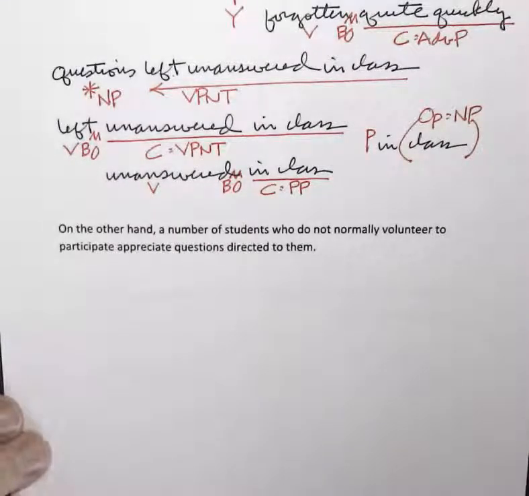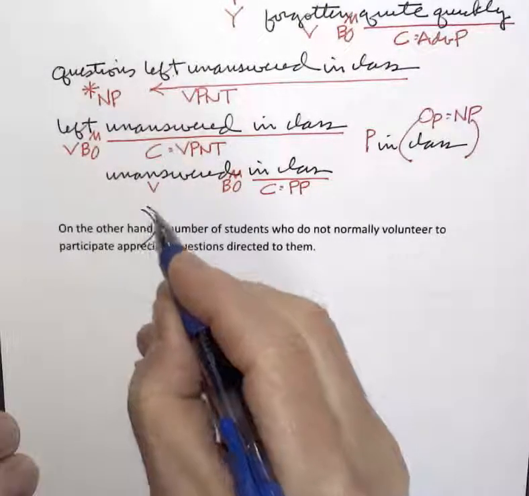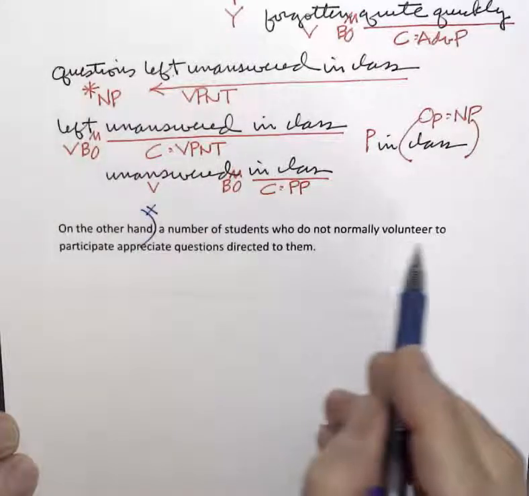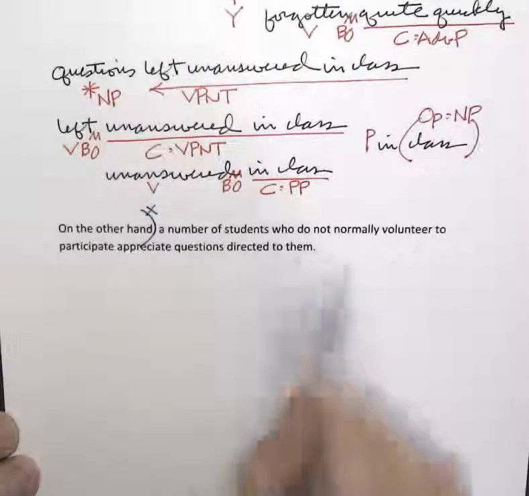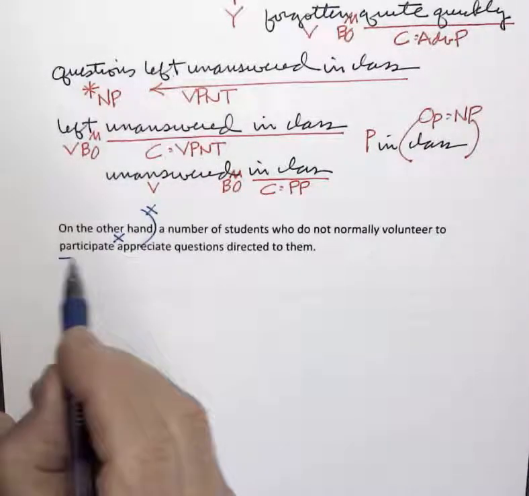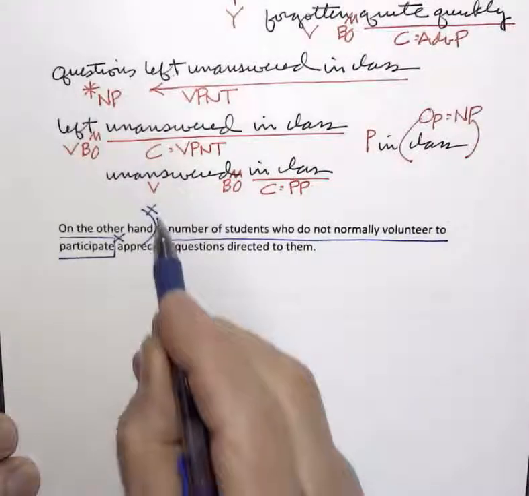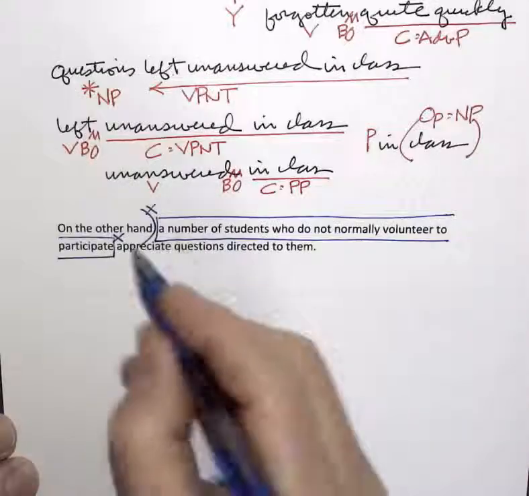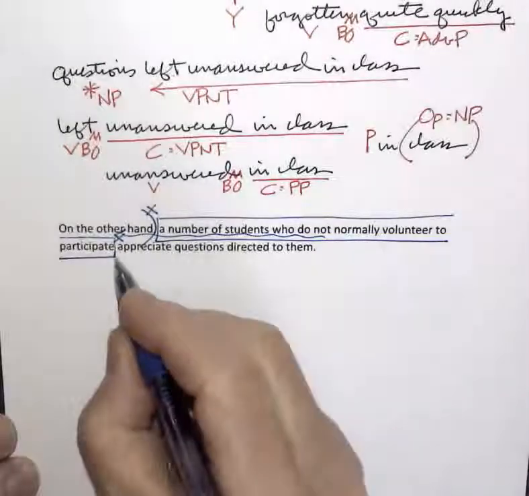On the other hand, a number of students who do not normally volunteer to participate appreciate questions directed to them. Shifter. The X word is do. Do a number of students who do not normally volunteer to participate appreciate questions directed to them? And a number of students who do not normally volunteer to participate do not appreciate. So our subject is here, and our predicate is here.